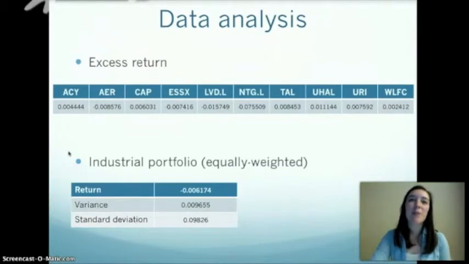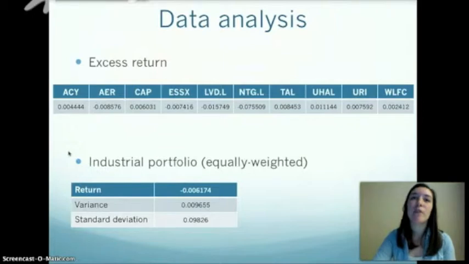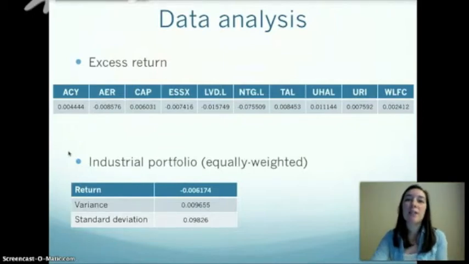In this slide, we are going to present you the excess return of our 10 stocks and the equally weighted portfolio. The excess return is the difference between the return of an asset and the return of the risk-free asset. We can see that 6 of the excess returns are positive and 4 are negative. And the negative is this one, this one, this one, and this one. It means that 4 of the stocks have a lower return compared to the risk-free asset during the studied period.